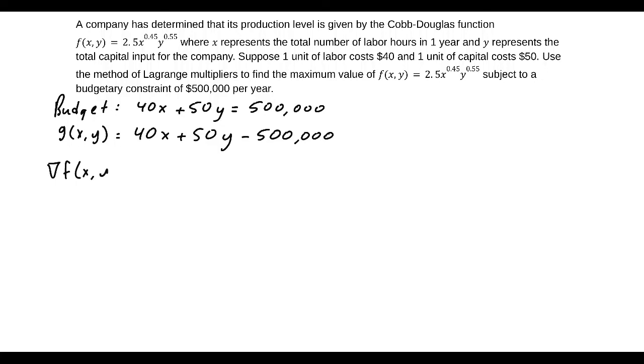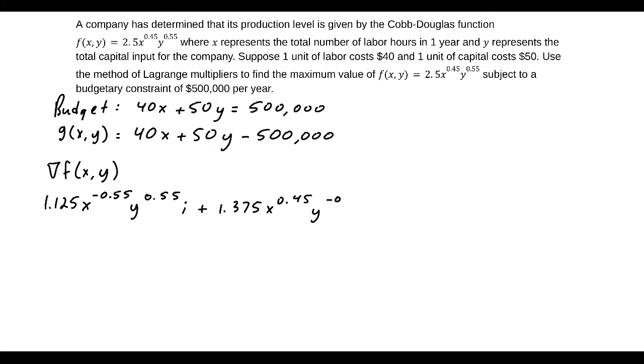of x comma y is going to be equal to 1.125 x to the negative 0.55 exponent multiplied by y to the 0.55 exponent i plus 1.375 x to the 0.45 exponent y to the negative 0.45 exponent j.